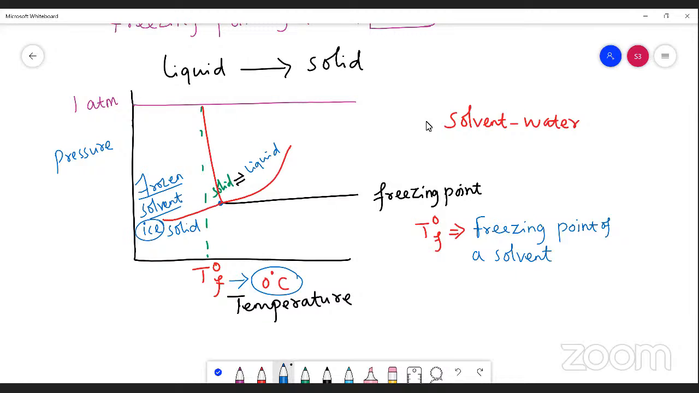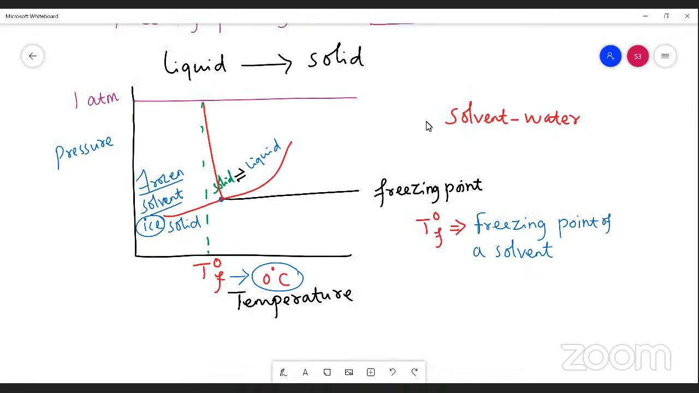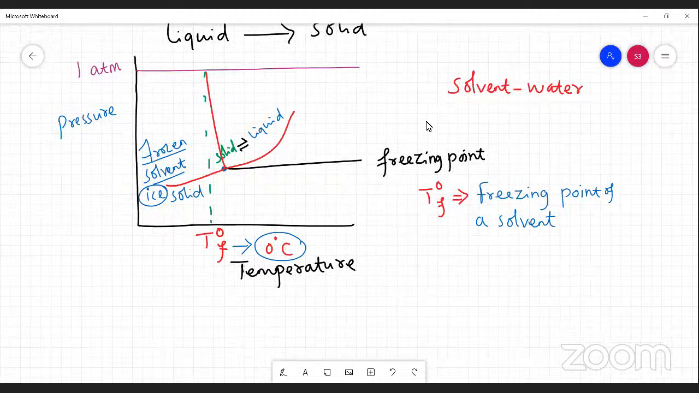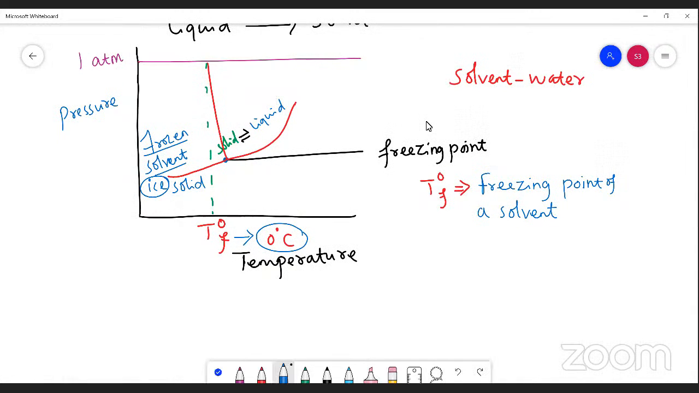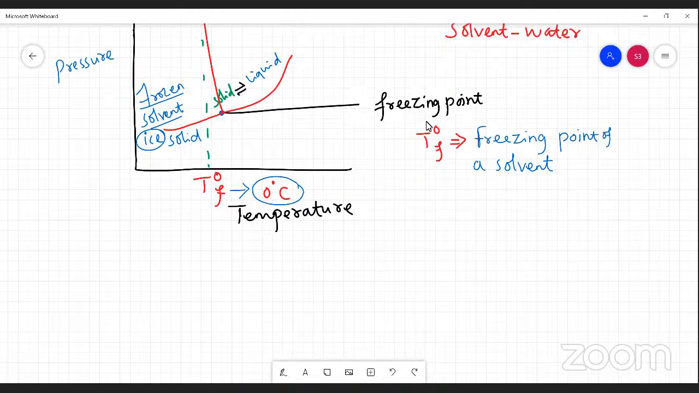Now just keep this in mind: I am taking only liquid, I am going to freeze it, and it is converted into solid. And next, what am I going to do? In that same experiment, we know that one solvent, into that solvent I am going to add one solute.